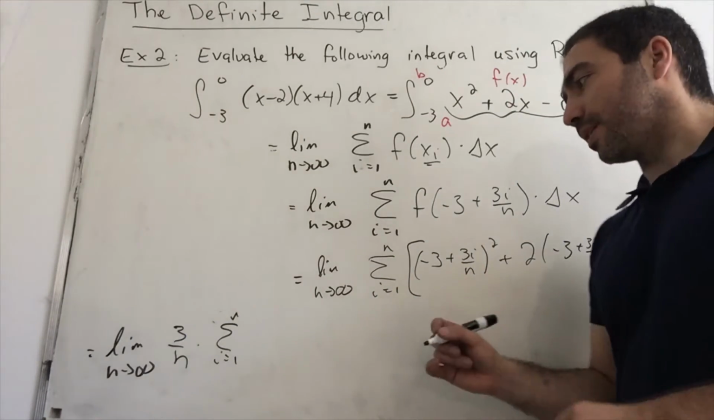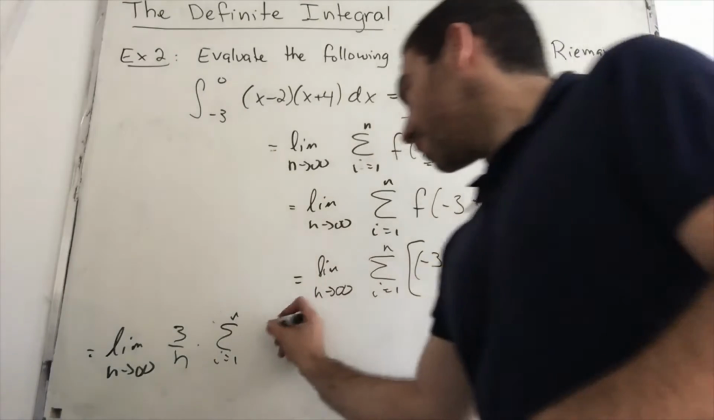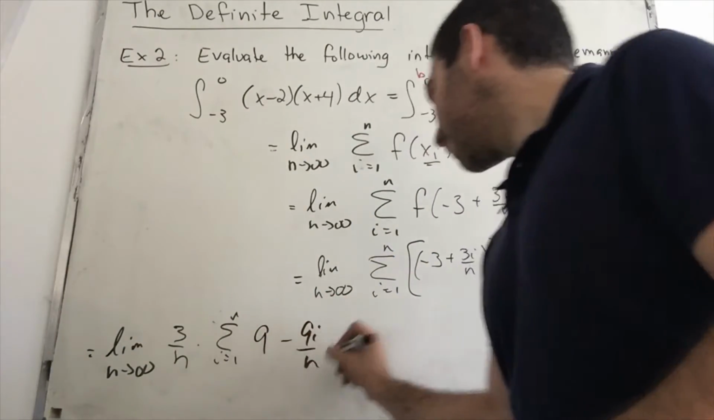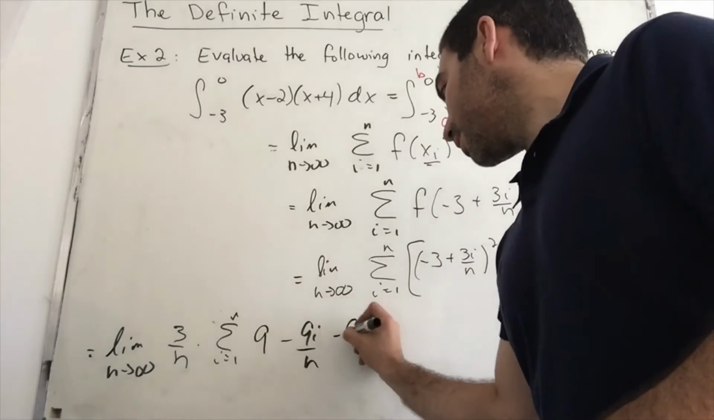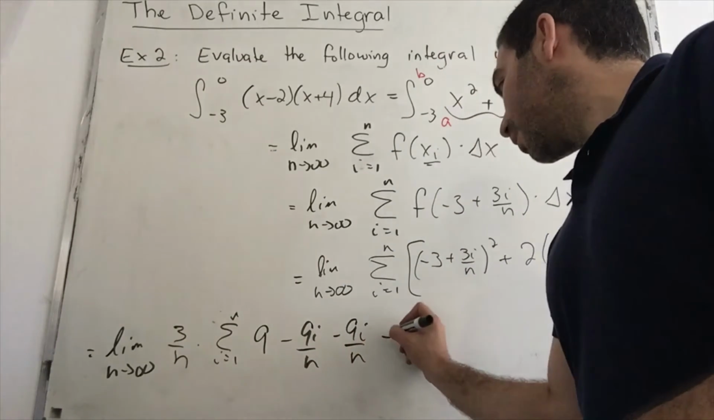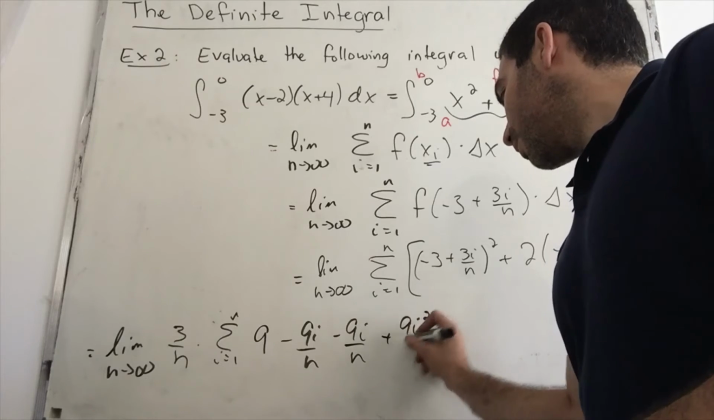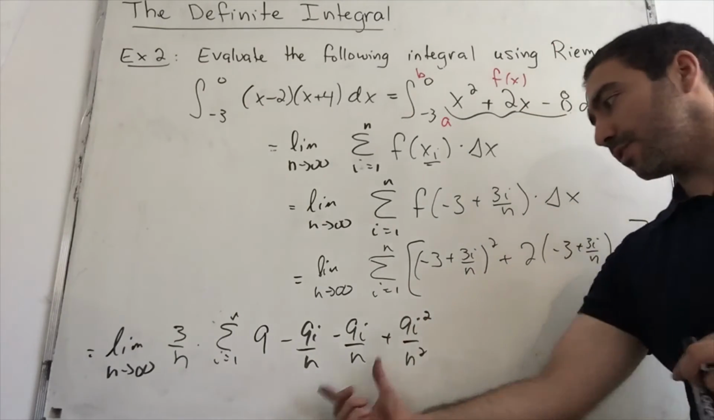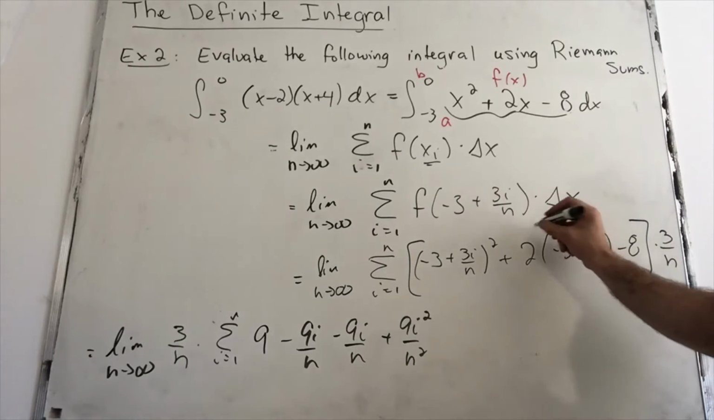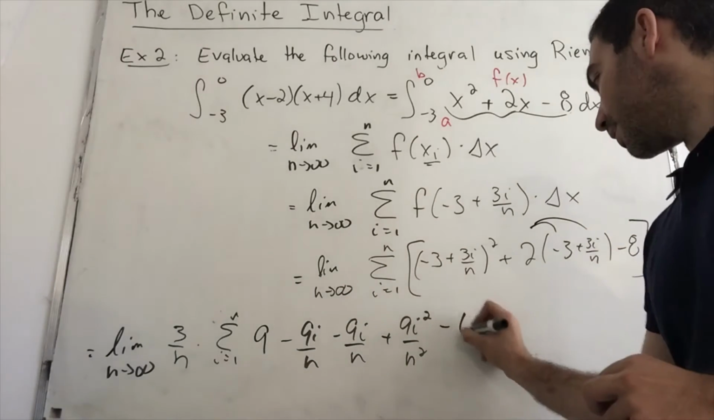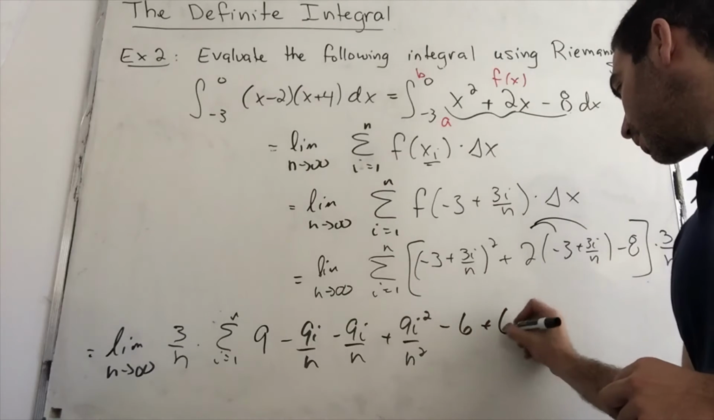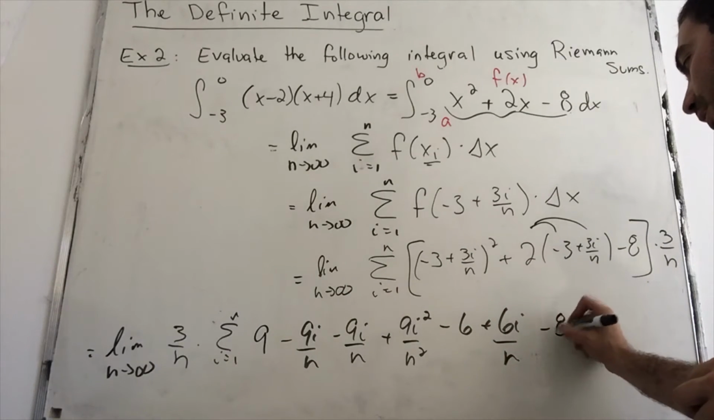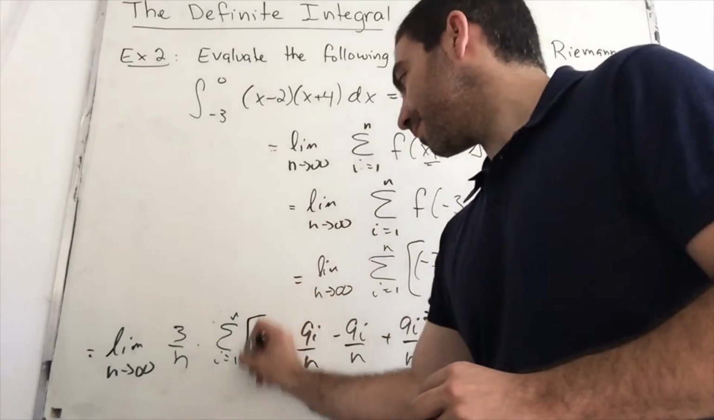You're multiplying this by itself, so we have to FOIL. That gives us 9 minus 9i over n minus 9i over n plus 9i squared over n squared. So you distribute this by itself, you get this term. Multiplying into 2, we get -6 plus 6i over n. Okay, distributing 2, then -8. All this is in the square brackets.